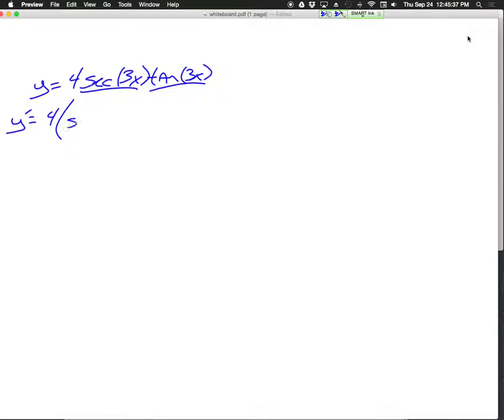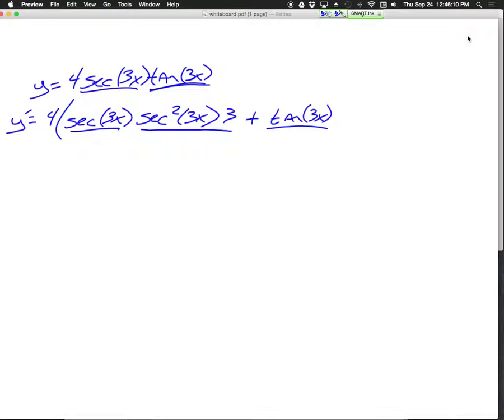So I've got first times the derivative of the second. Derivative of tangent is secant squared. Am I done with the derivative of tangent? What else do I need? You need the derivative of the inside. So the derivative of 3x is 3. So there is first times derivative of the second, plus the second times the derivative of the first. What's the derivative of secant? Secant times tangent.